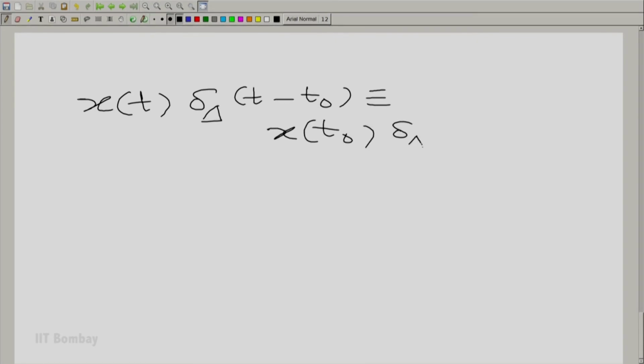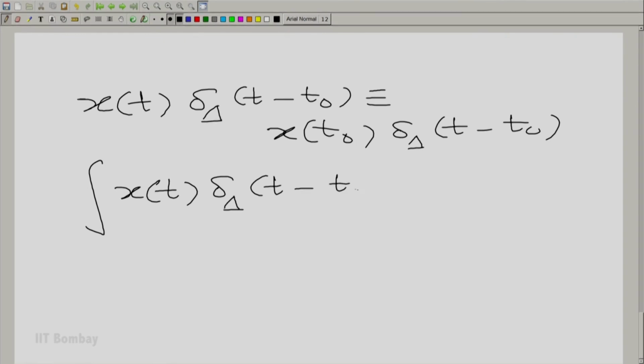Now, we could understand it in a slightly different way. We've also written an intermediate step there. Let us write it again. We wrote down x of t delta, capital delta t minus t0 is equivalent to x of t0 delta, capital delta t minus t0. And then we said that when we integrate x of t delta, capital delta t minus t0 dt, we get x of t0.